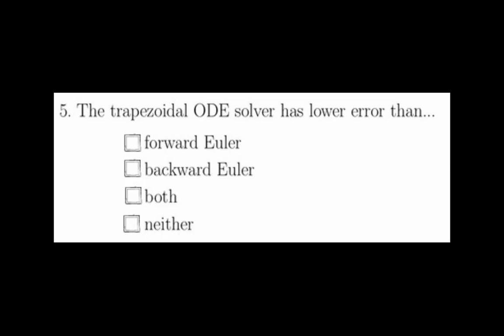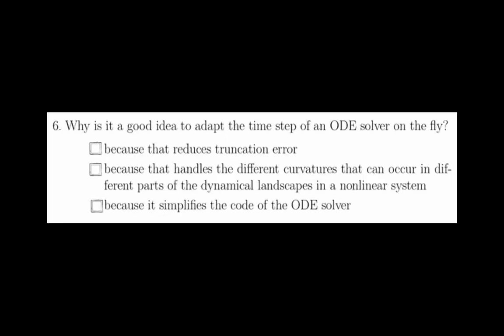For question 5, the trapezoidal ODE solver has lower error than both forward and backward Euler. The trapezoidal method has local truncation error on the order of h cubed, versus forward and backward Euler, which both have error on the order of h squared. Question 6 asks, why is it a good idea to adapt the time step of an ODE solver on the fly? And this is to account for the different curvatures that can occur in different parts of the dynamical landscape in a nonlinear system.